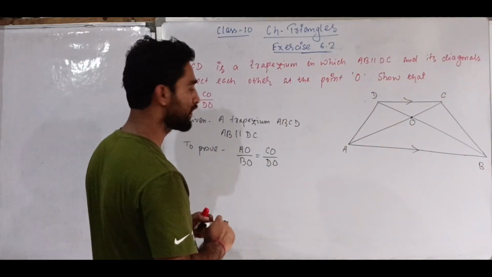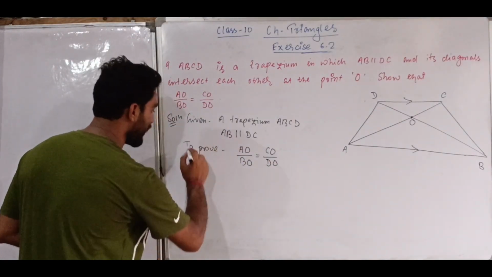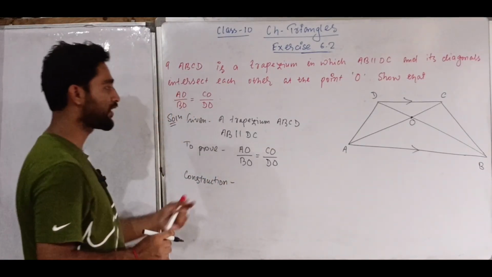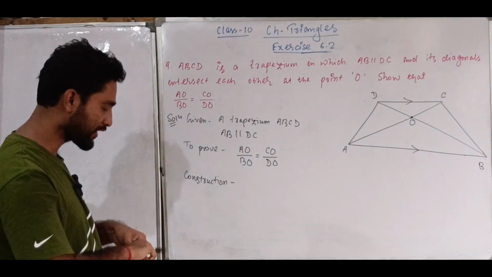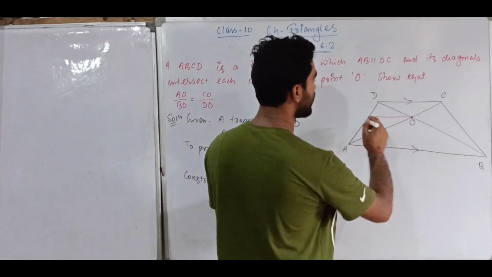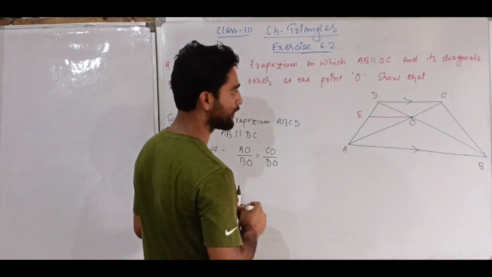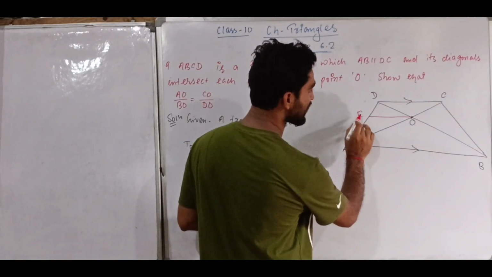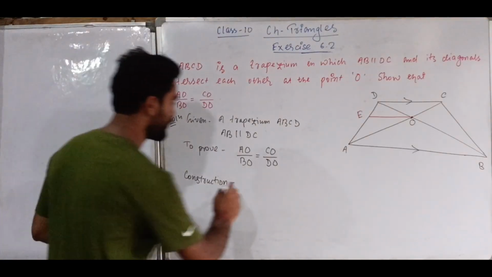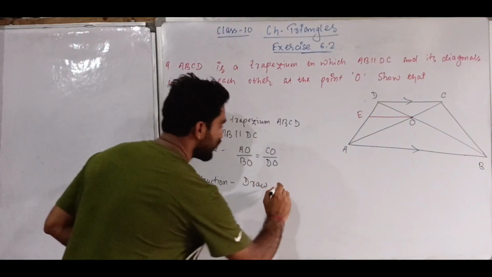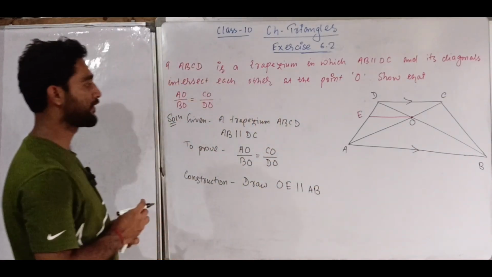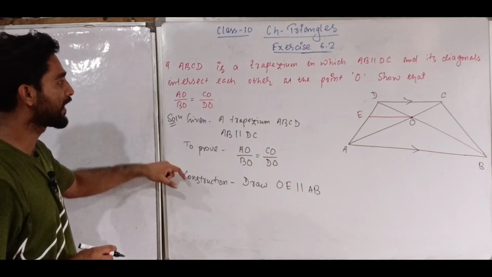Now, to prove this question, we have to construct something. So given, to prove, next step is construction. Here construction is needed. Without construction, we cannot prove this one. So what will we construct? We will draw a line, suppose in ABCD, this one is OE. We will construct this line in such a way that this OE line is parallel to AB line. So draw OE parallel to AB. So given, to prove, construction. Next step will be proof.